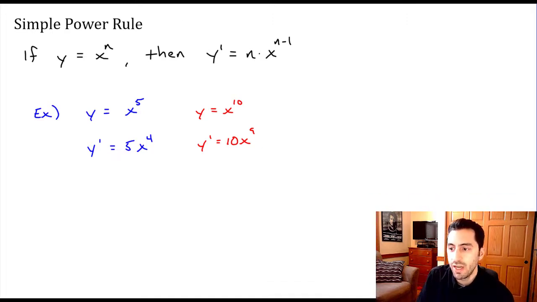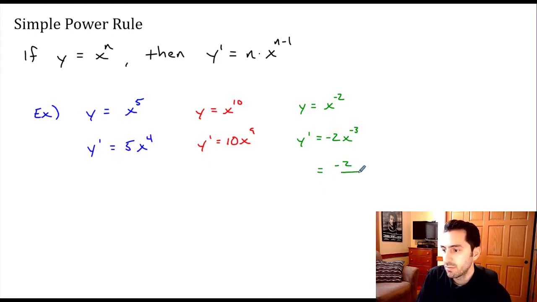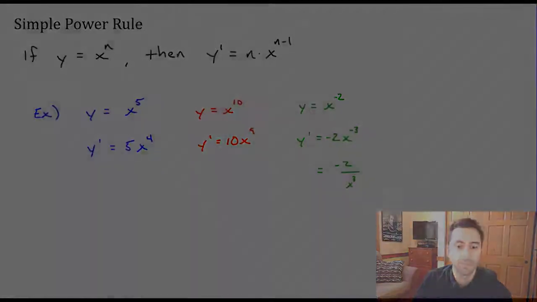I can even do this with negative exponents. So let's say we have y is equal to x to the negative 2 power. It's the same process. So then our derivative, the negative 2 comes down out front, and we reduce that exponent by 1, so negative 2 x to the negative 3rd power, which if I wanted to write it like this, I can move that exponent down into the denominator. So the simple power rule works with any integer. Later on, we will talk about how to work with any real number in the exponent. But for now, the simple power rule makes evaluating power functions, finding their derivatives, much, much easier.